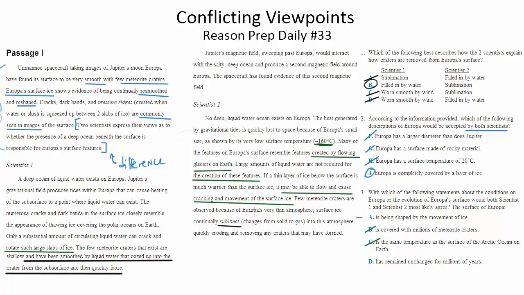D, has remained unchanged for millions of years. No, they haven't said anything like that. Just the opposite. Again, it's constantly shifting, constantly moving. Meteorite craters are being smoothed out, so it's not remaining unchanged. So we go with choice A.